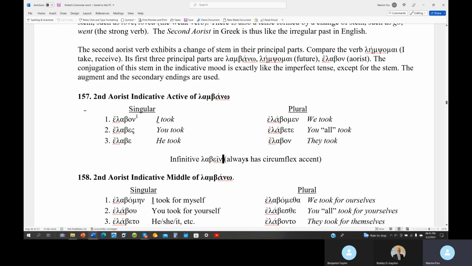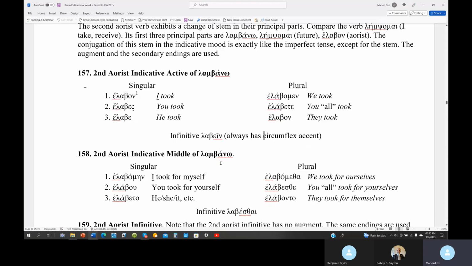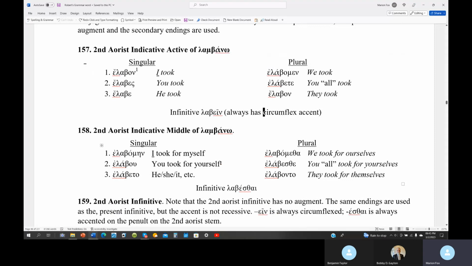Lambano always has a circumflex accent. It always has that circumflex. Now, we have the middle form of it, and of course, elabomen, and elabou, elabeto, elabometha, elabesthe, elabonto, labesthai. Why is there an augment on the infinitive? I'm just curious.